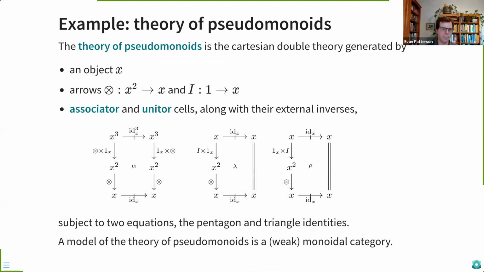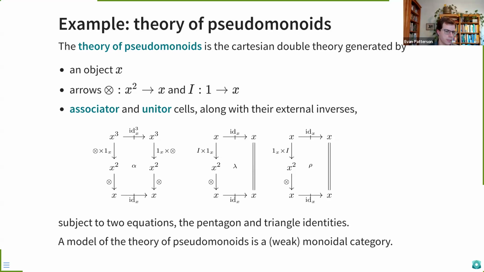As a typical example of the sort of thing that one can do in this setup, the theory of pseudomonoids is a Cartesian double theory that will be presented like this. We'll give ourselves an object x, and two arrows: one from x squared to x, which is the multiplication, and one from the terminal to x, which is the unit. That would just be the data for a monoid, but we're doing a pseudomonoid. This is a monoid where the associativity and unitality hold only up to some kind of isomorphism.